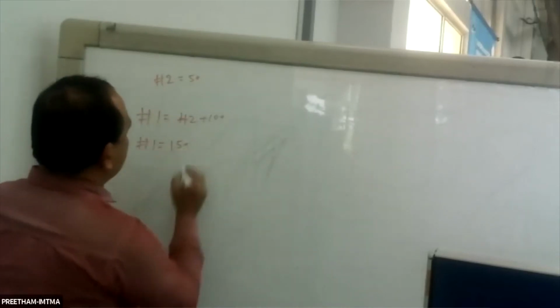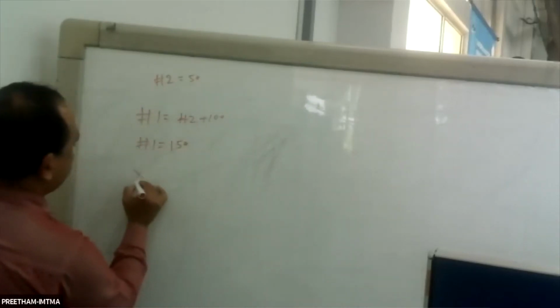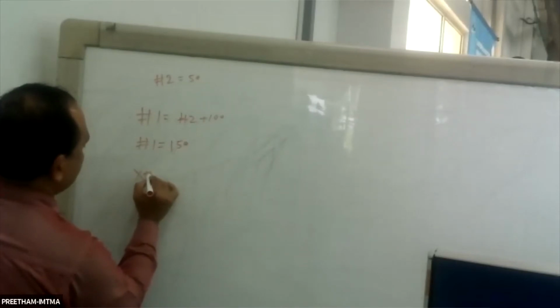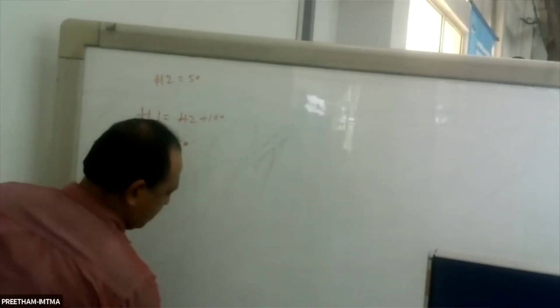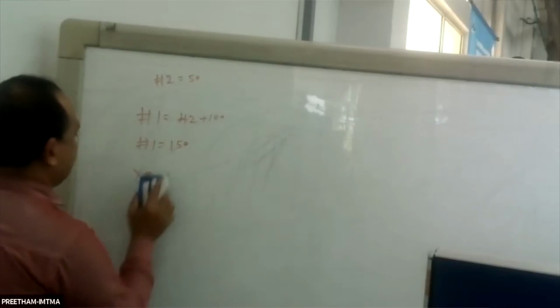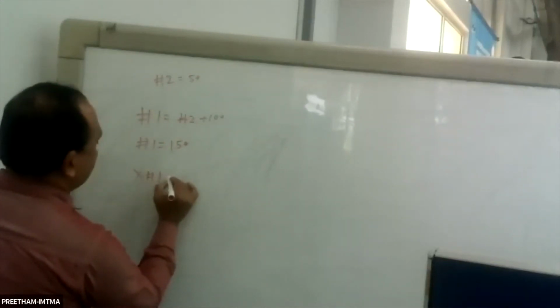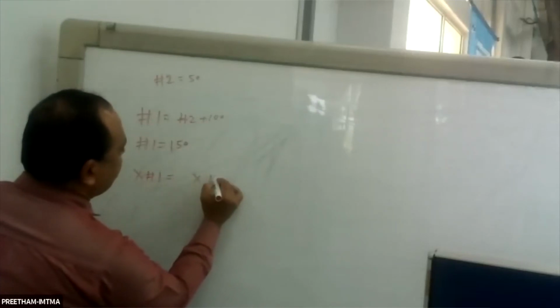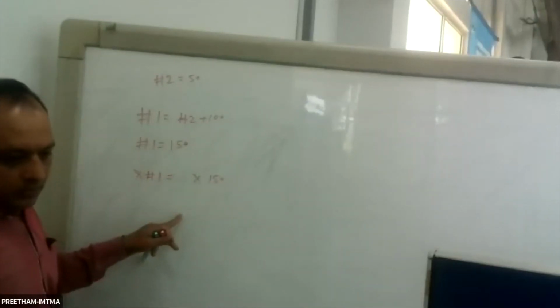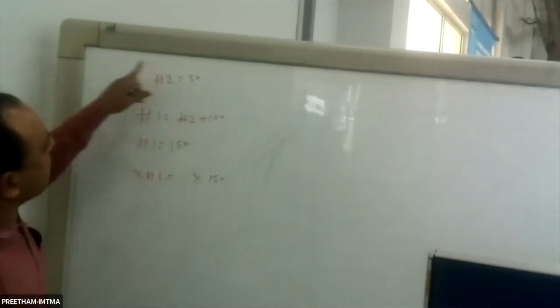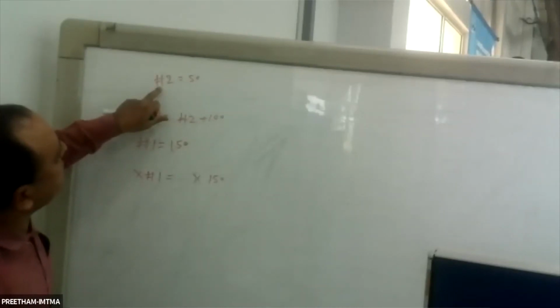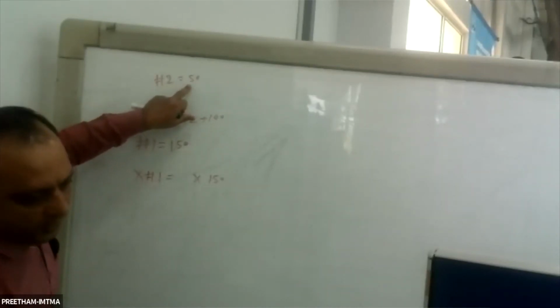150. So that means if you program X hash 1, X will be 150 mm. That is the meaning. So this is how we have to understand the macro. Initially I am storing hash 2 as 50.